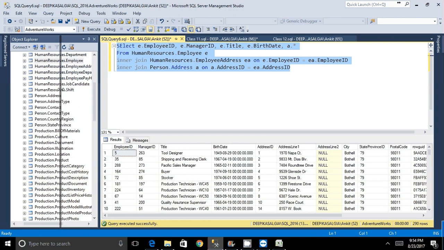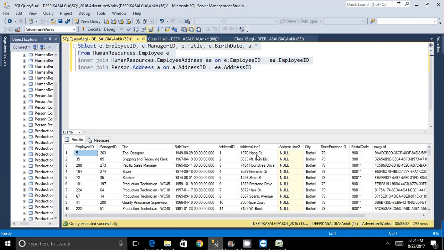Okay, so it's going to pick all the columns. So see, employee ID 5, his address is this. Employee ID 35, his address is this. Employee ID 288, his address is this. So see, now you're getting the employee's address. For all the employees, you're getting the address.